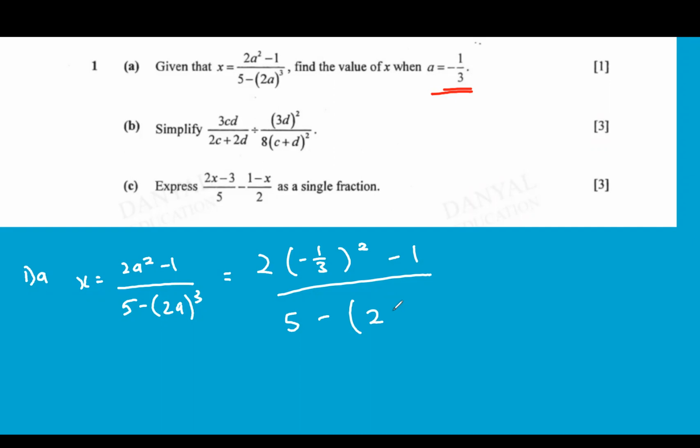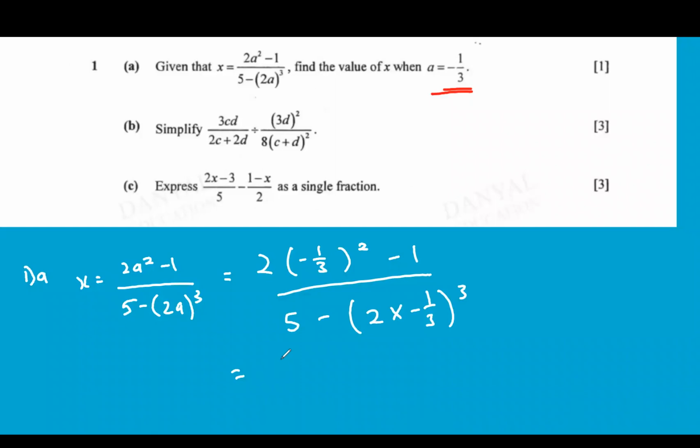What it means is my 2 here multiplies a, which in this case becomes negative 1/3, to the power of 3. If you press it in your calculator, please remember your bracket, because if not, it will become a mistake. I'm not going to use a calculator here because I just want to show you how it's done, because for some questions, they want you to show your detailed working without using a calculator.